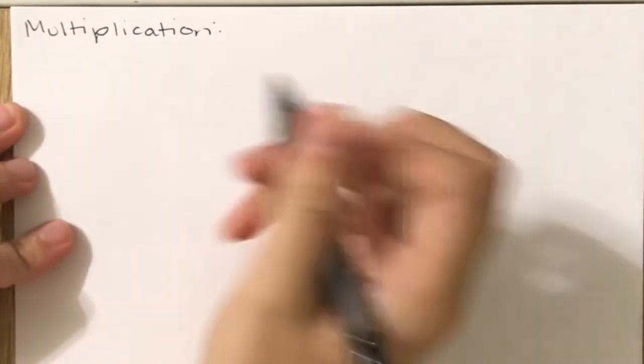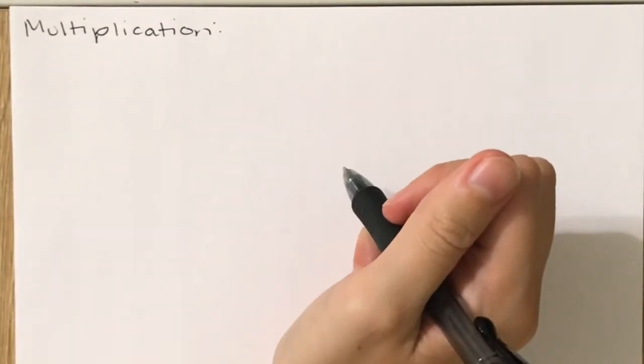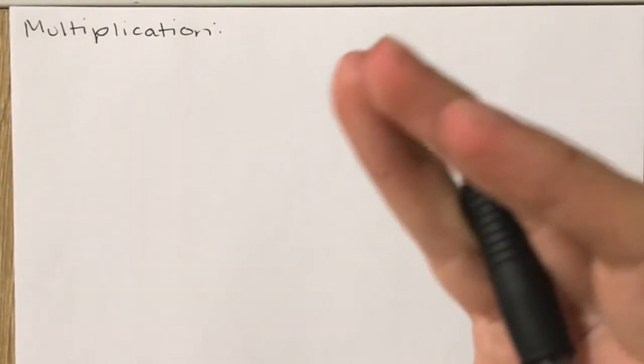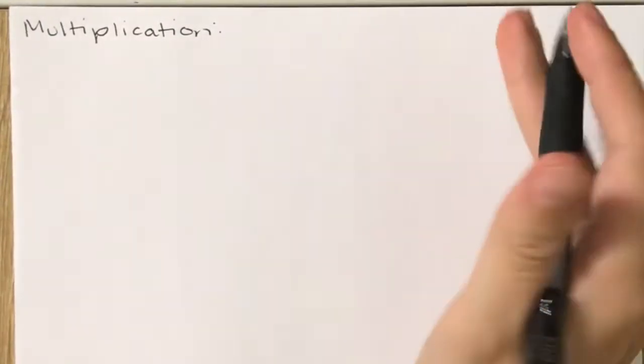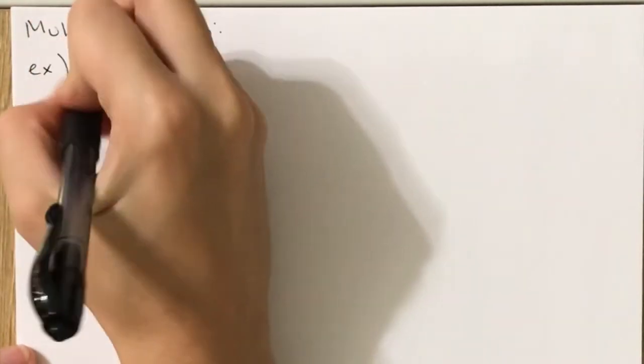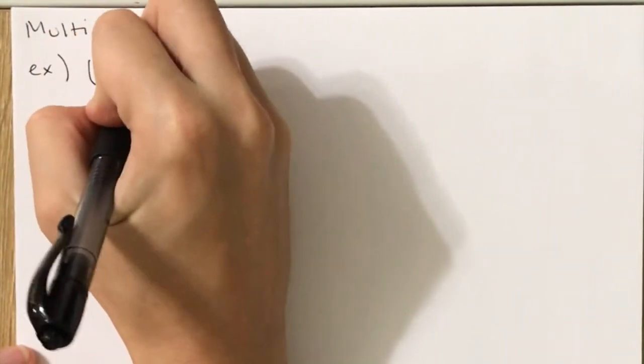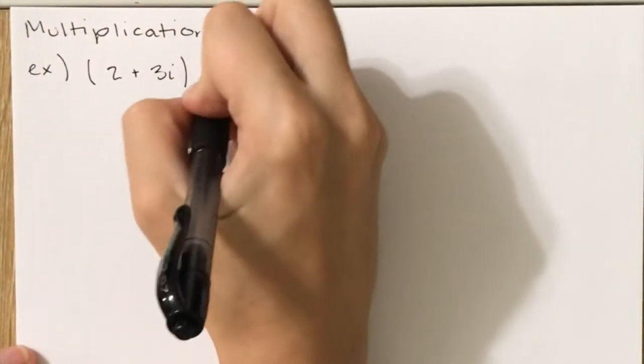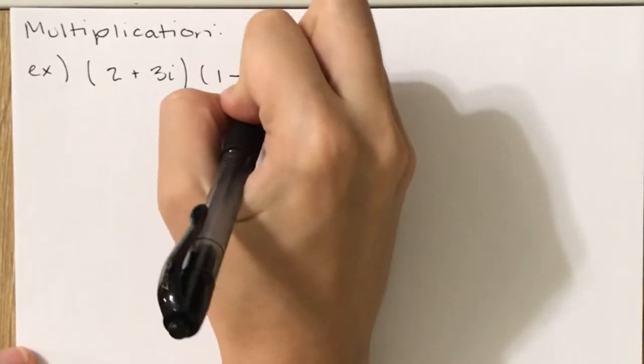So, similarly to addition and subtraction, multiplication is really just basic algebra. There's not really too much that's new that we need to add into the process. So let's say we were looking at 2 plus 3i times 1 minus 5i.